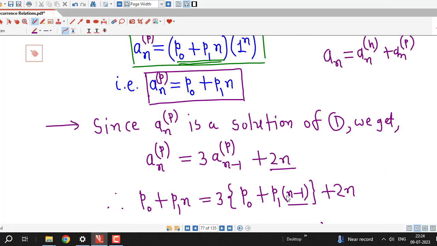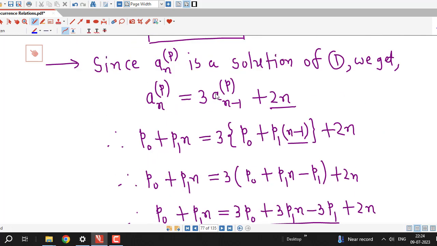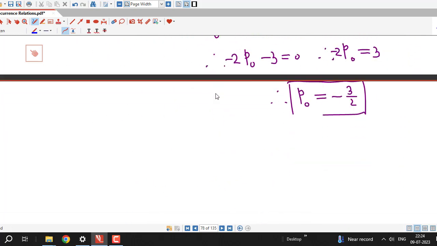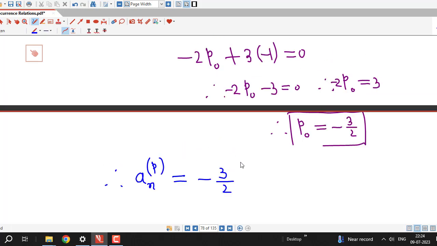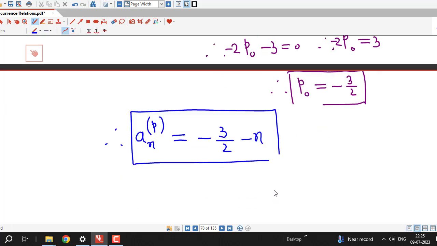So now we can put these values in this trial solution. We have obtained this p0 and p1. So our particular solution is, therefore, a n p equal to p0, which is minus 3 by 2, plus p1 into n, where p1 is minus 1. So this is the particular solution of the given non-homogeneous recurrence relation.